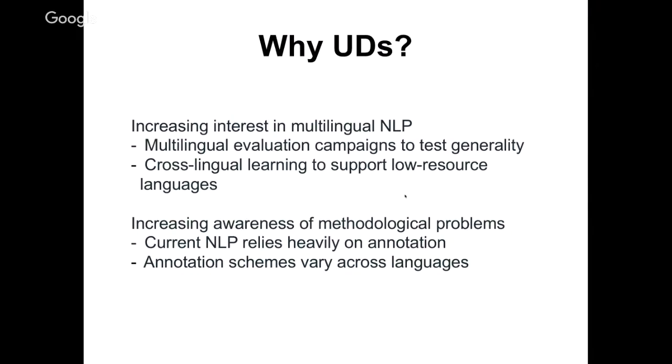Why was Universal Dependencies needed, and why is it needed? Because in the community, there is an increasing interest in multilingual natural language processing. Multilingual natural language processing means automatically processing textual, linguistic data for different languages. So what we need is to evaluate how the different tools work on different languages. And most of all, we need to do cross-lingual learning to support low-resource languages.